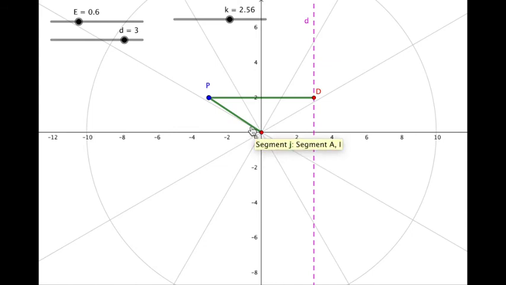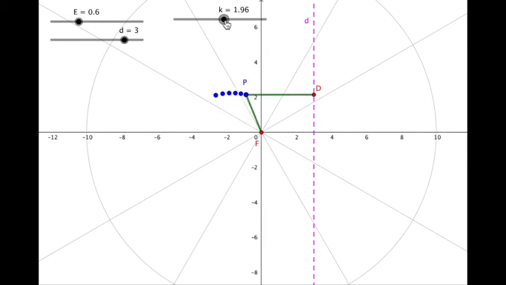And this is the function's radius, that r equals, in this case, ed over 1 plus e cosine theta. So that's the length of this radius here, according to theta equaling 2.56, directrix equal to 3, and e equal to 0.6. So when I put this thing into motion, I have P tracing some points to give it its general shape. So let's bring it back to 0.